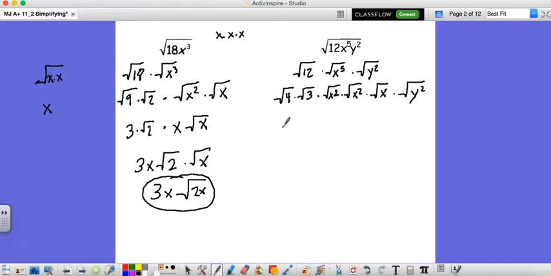Square root of 4 now is just 2. Then we have the square root of 3. The square root of x squared is just x. Square root of x squared is just x. Square root of x can't simplify. The square root of y squared is just y.